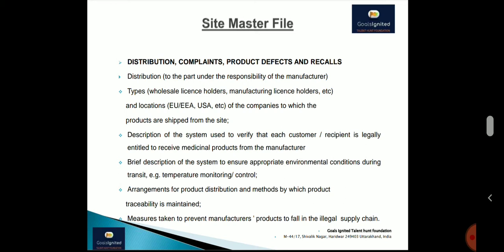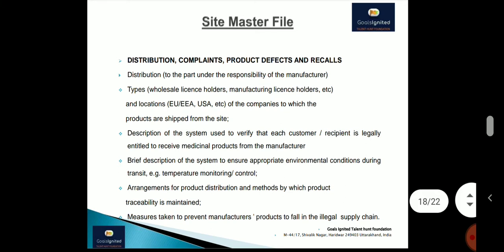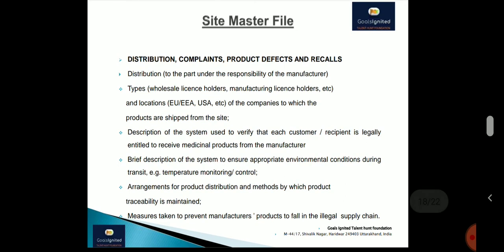You are also required to mention your different locations which are USA approved or EU GMP approved or approved by some other regulations. Whatever regulations you have for different sites, you may take the reference of these locations too. The arrangement of the product distribution, everything you have to mention over there.